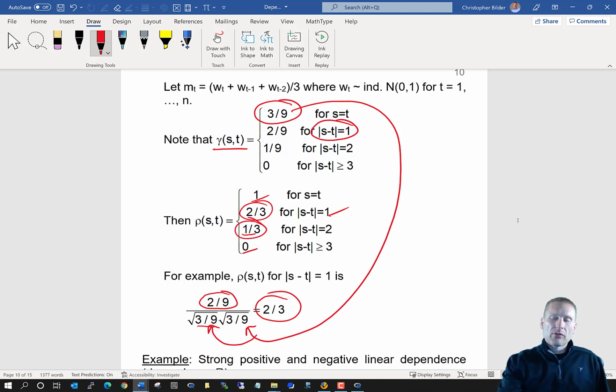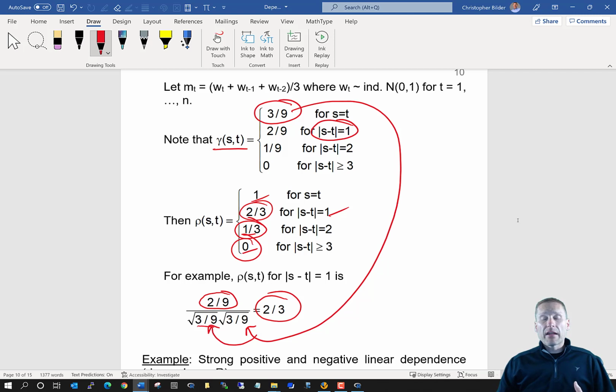At lag 2, we have some dependence. It's a positive dependence, but it's not necessarily too strong. And then once we're at lag 3 or beyond, we have no dependence at all.